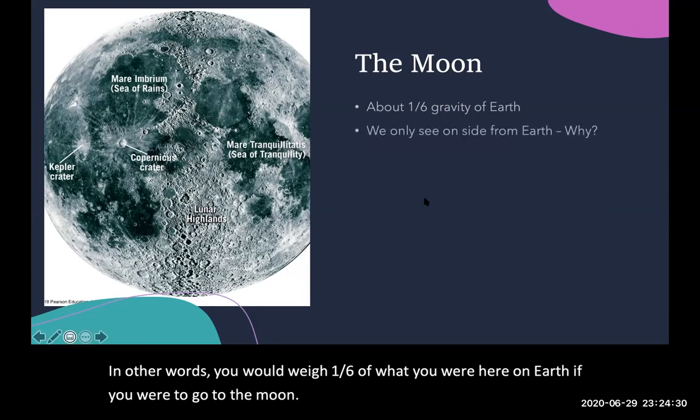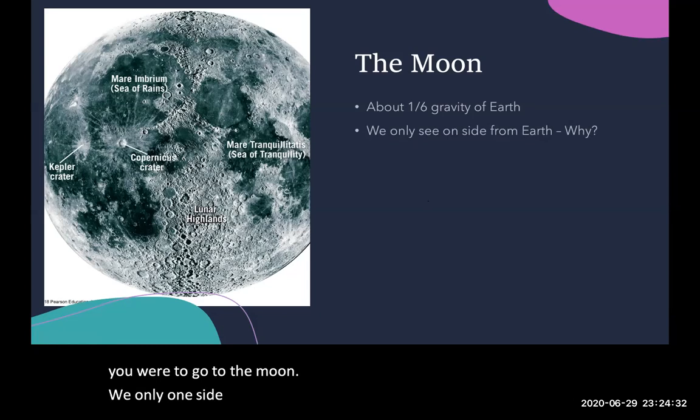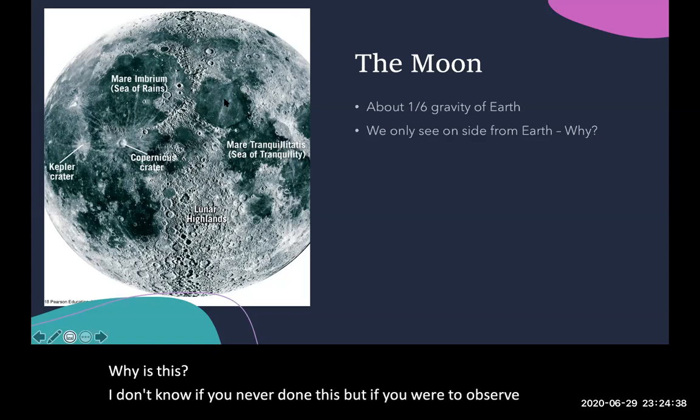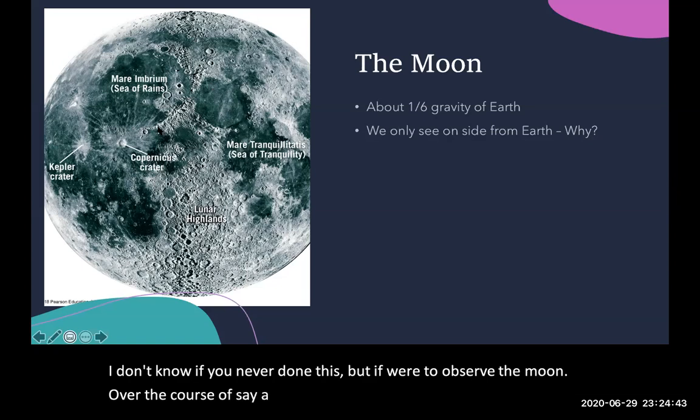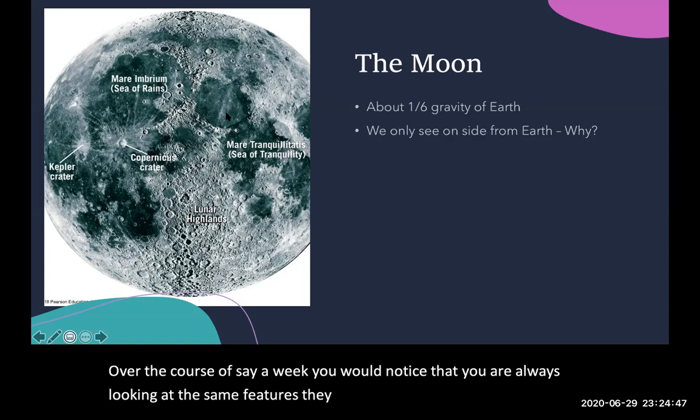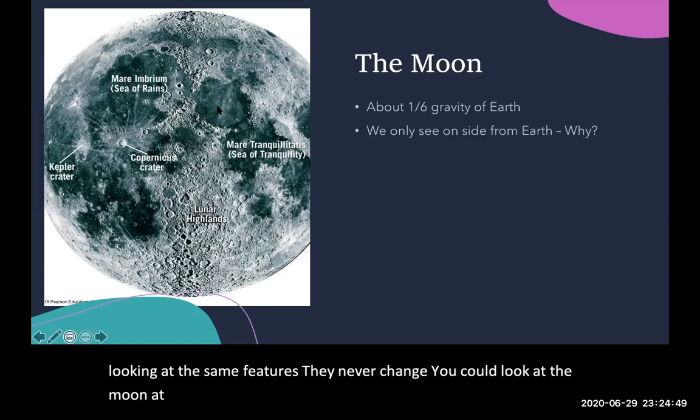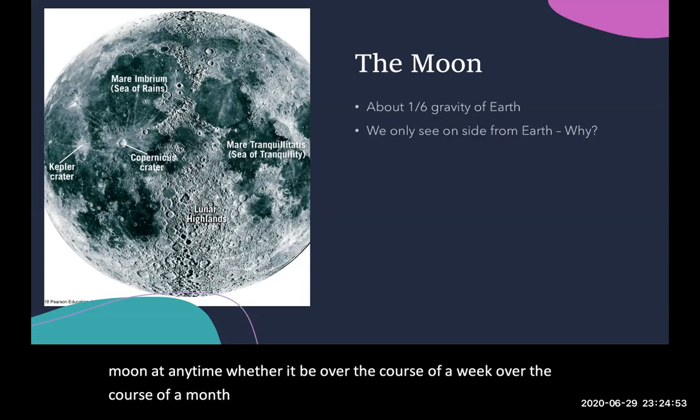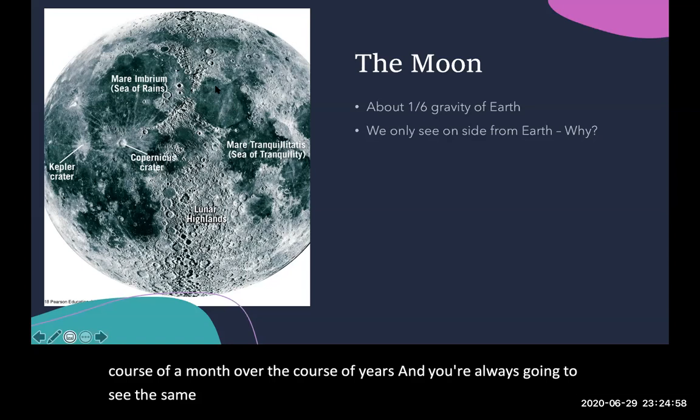We only see one side from Earth. Why is this? I don't know if you've ever done this, but if you were to observe the moon over the course of, say, a week, you would notice that you are always looking at the same features. They never change. You could look at the moon at any time, whether it be over the course of a week, over the course of a month, over the course of years, and you're always going to see the same things.